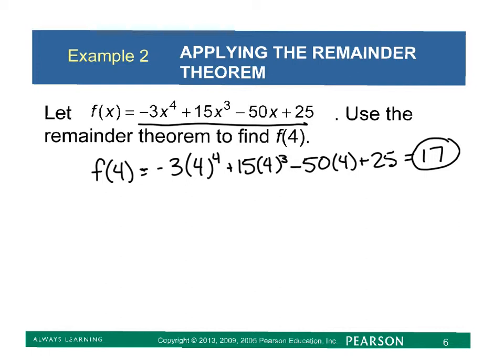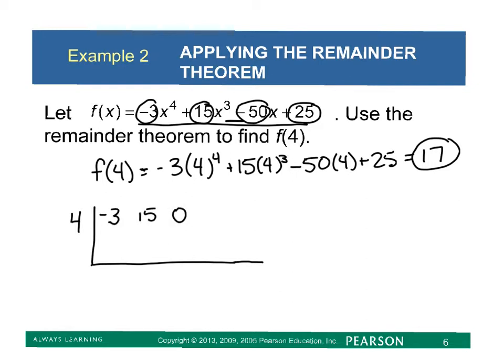Now remember, 4 here is known as our 0. That's what we're going to put on the outside of our synthetic division setup. And bring down all of the coefficients, so negative 3, 15. We're missing our x squared term, so we're going to put in a 0 for it, and then negative 50 and 25. So negative 3, 15, 0, negative 50, and 25. And do your synthetic division process.